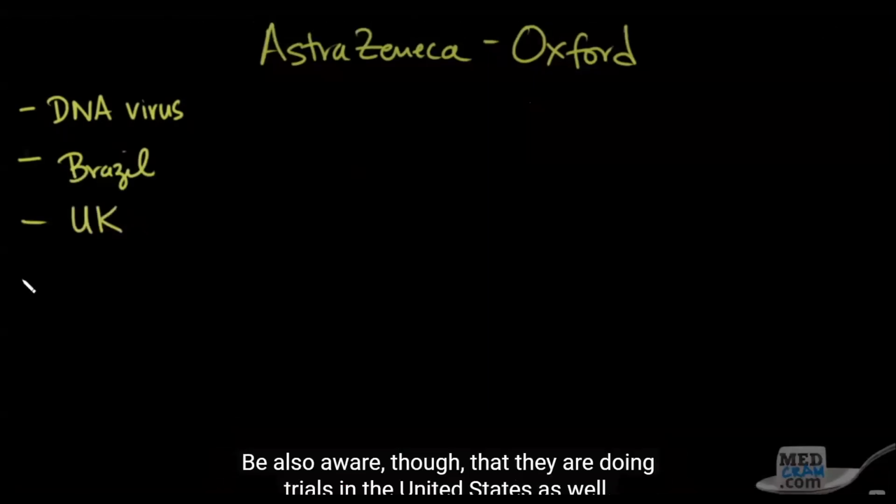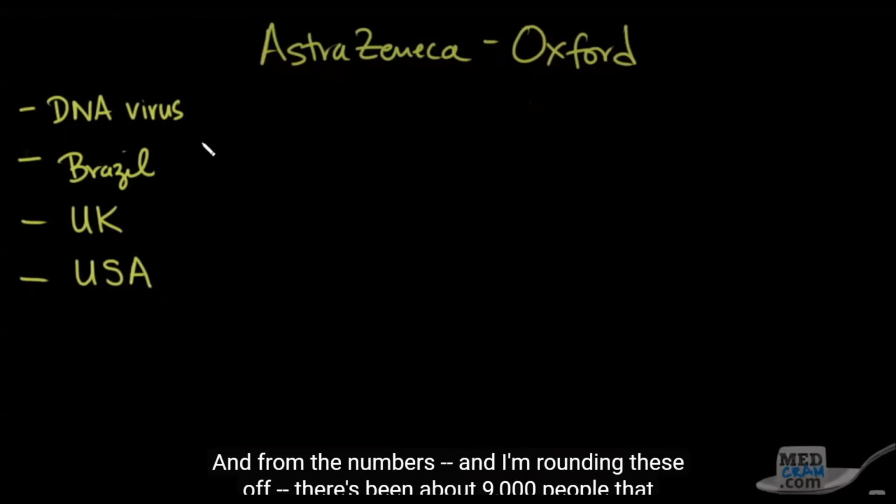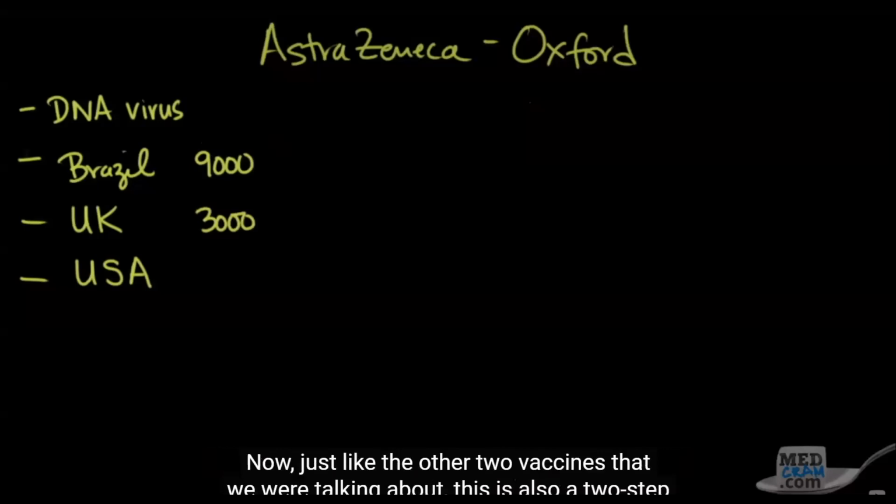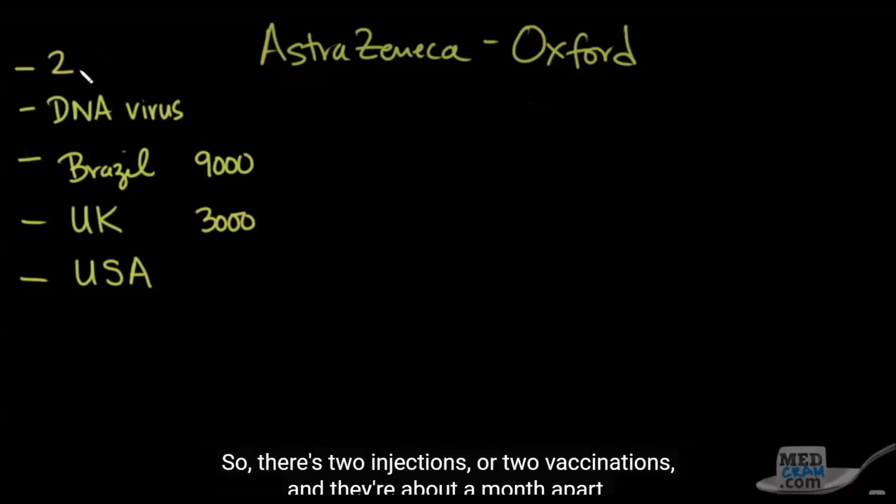Be also aware, though, that they are doing trials in the United States as well. And from the numbers, and I'm rounding these off, there's been about 9,000 people that have been enrolled in Brazil, and about 3,000 that were enrolled in the UK. Now, just like the other two vaccines that we were talking about, this is also a two-step process. So there's two injections or two vaccinations, and they're about a month apart.